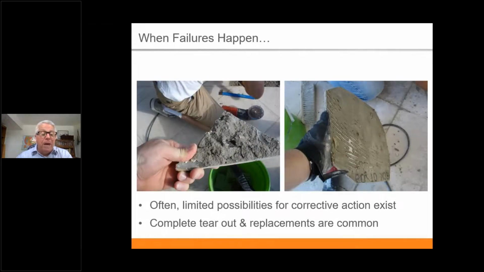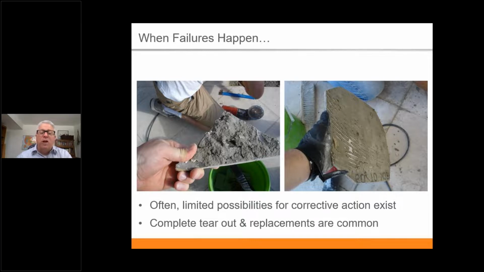So when a failure happens, the problem is it's rarely a quick fix. We've seen a lot of stuff tried to be patched up. It typically doesn't last much longer. You get another season or two out of it. Unfortunately, most of the time, it's a complete removal of the tile assembly in many cases to actually repair damage that's below the tile assembly and then to build back up.